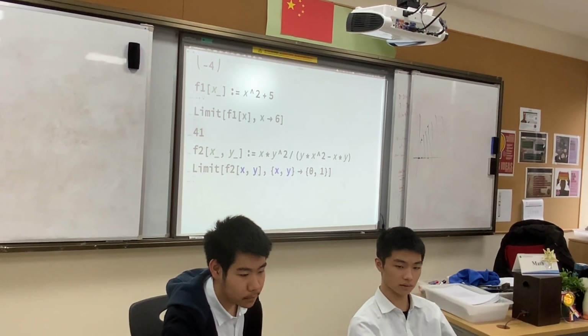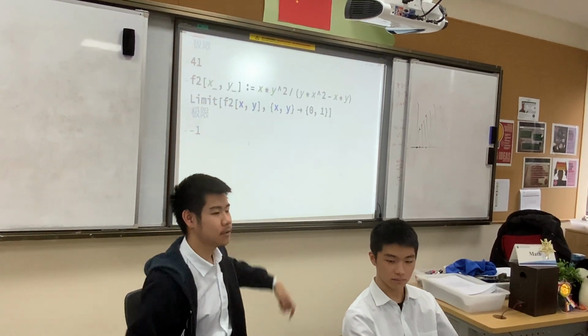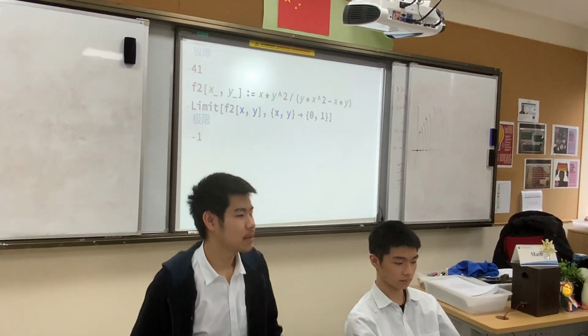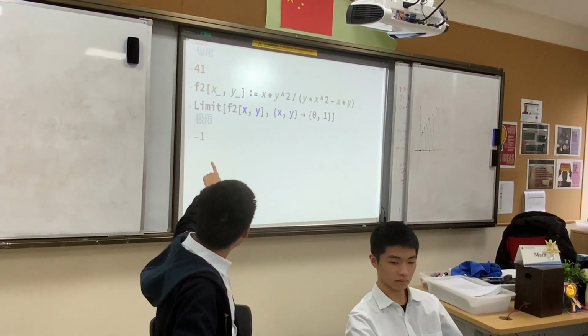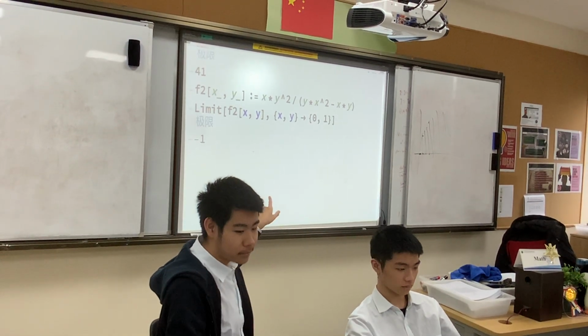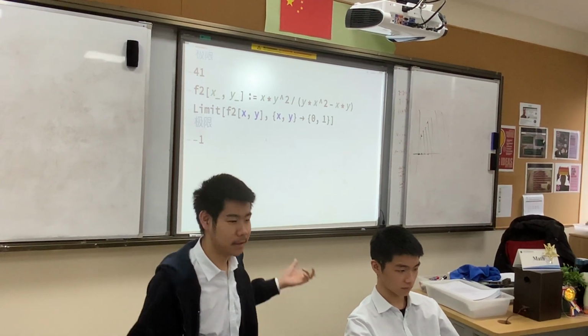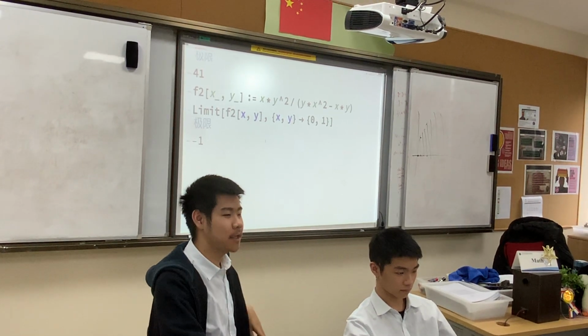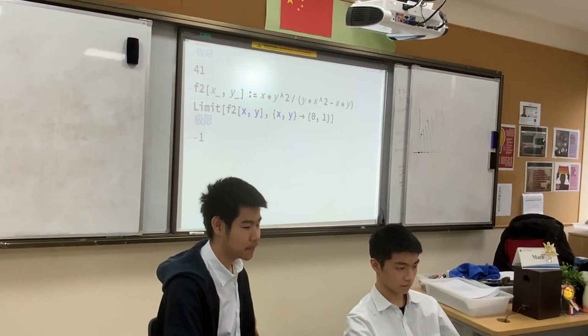Okay. So there's your answer, -1. So this is how Mathematica finds limits in multivariable calculus. And also, there's a reminder: if the limit doesn't exist, because we know all the time there's going to be a limit that doesn't exist, Mathematica is going to tell you indeterminate. That's when you know that a limit doesn't exist.